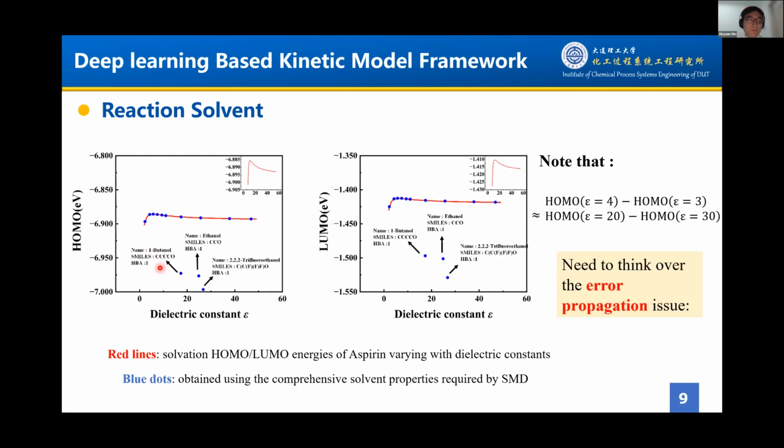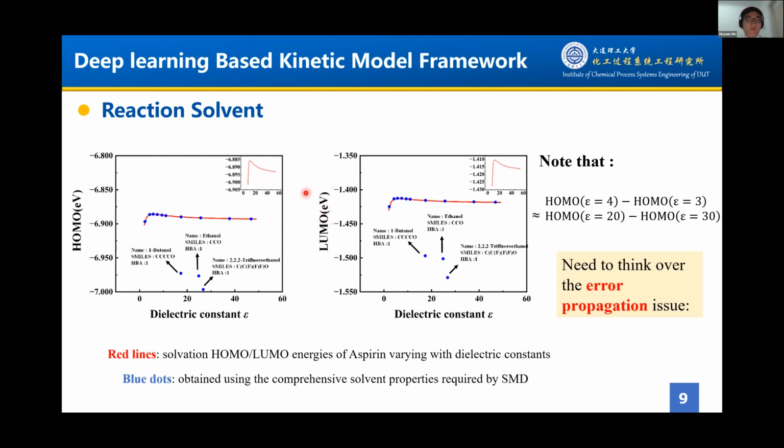However, there are 3 dots with extremely high errors. Why does this happen? After analysis, we find that it is mainly because of the solvents' hydrogen bonding effect. Thus, we found that our hypothesis is feasible. However, the hydrogen bonding effect cannot be neglected.